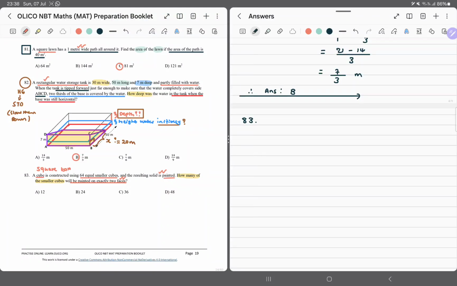So this question is saying we have a cube, which is a square box made up of 64 equal smaller cubes, and the resulting solid is painted, meaning we just give color to it, like we have been painting things. Now it says how many smaller cubes will be painted on exactly 2 faces, meaning just 2 faces only, not all the 4 faces. How many faces are there on a cube? 1, 2, 3, 4, 5, 6. There are 6 faces. So we just want to paint 2 of them. Okay, not a big deal. Again, guys, this needs a sketch. Without a sketch, it becomes a horrible situation.